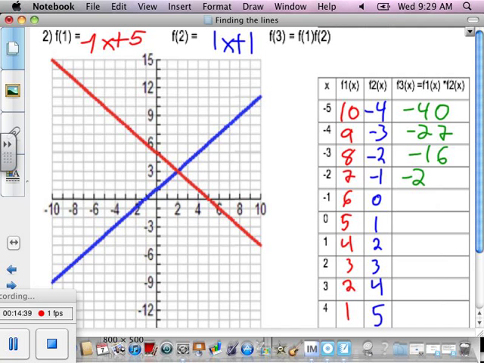2 times negative 1 is negative 2. 6. Wait, no, that should be 7. Oh, that's a 7. I can't read my own handwriting. That's pretty bad. Okay. What's 6 times 0? 5 times 1? 5. 4 times 2?